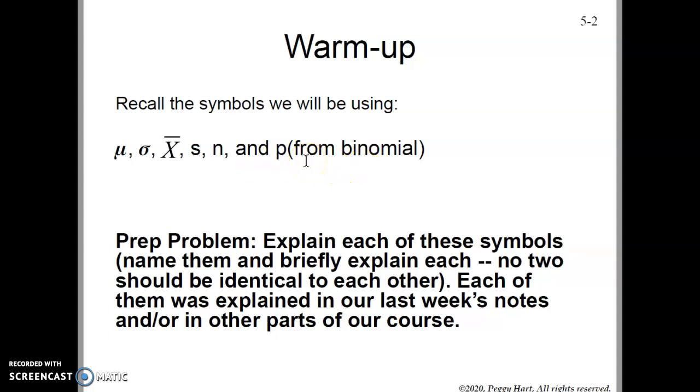What I want you to do is make a list, because you're going to have to know the difference between these. So go make a list and see if you can explain each of these symbols briefly. None of them are the same as each other. You could find some in last week's notes or in other parts of the course. In the last few weeks we've seen all of these, so they're going to be important. Make sure you go label those.